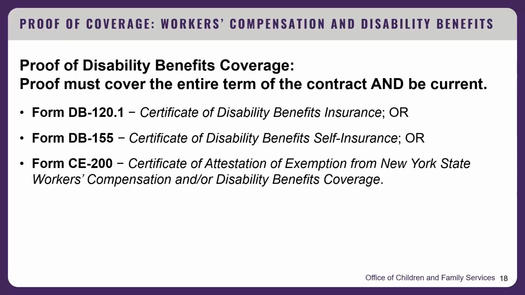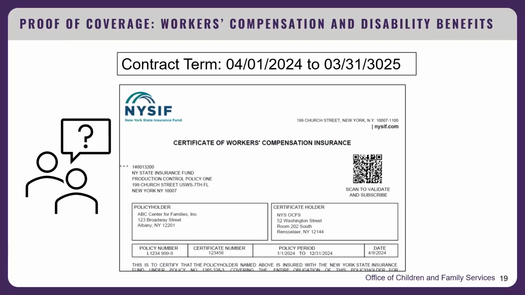One common question that comes up during contract development is how to show proof of workers' comp or disability benefits coverage when the renewal is due to happen mid-contract term. Let's say, for example, the contract term was April 1st, 2024 through March 31st, 2025.